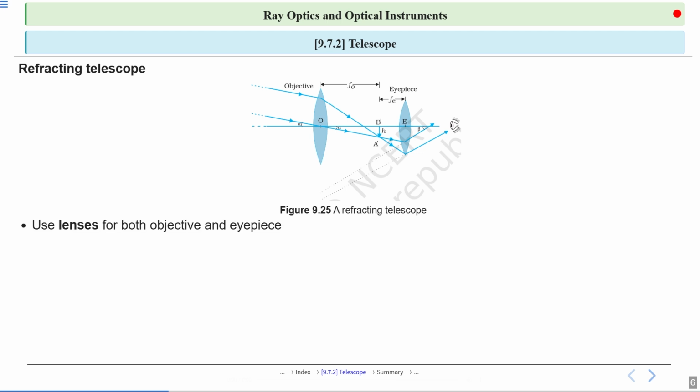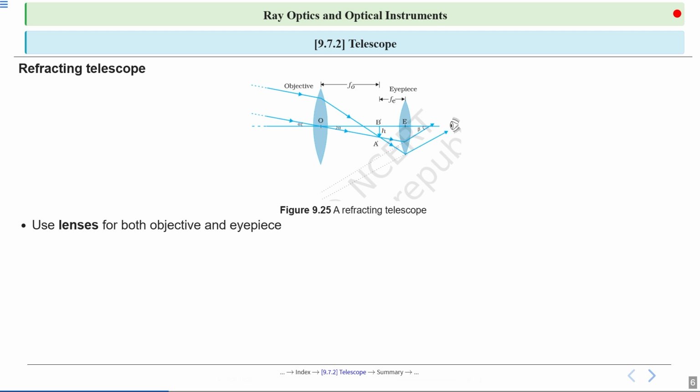So refracting telescopes use lenses for both the objective and the eyepiece. This is important because lenses are responsible for bending light to form the images. The objective lens gathers light while the eyepiece lens magnifies the image for viewing.